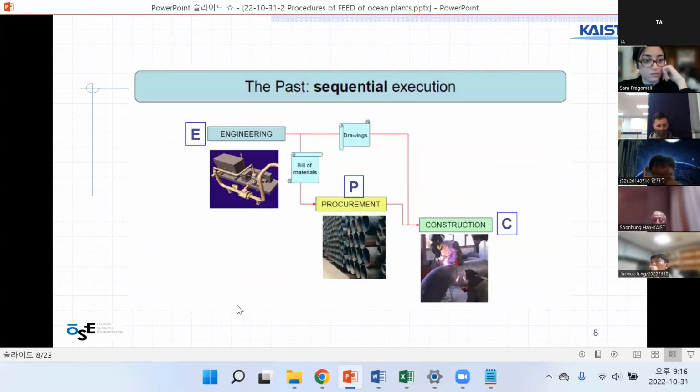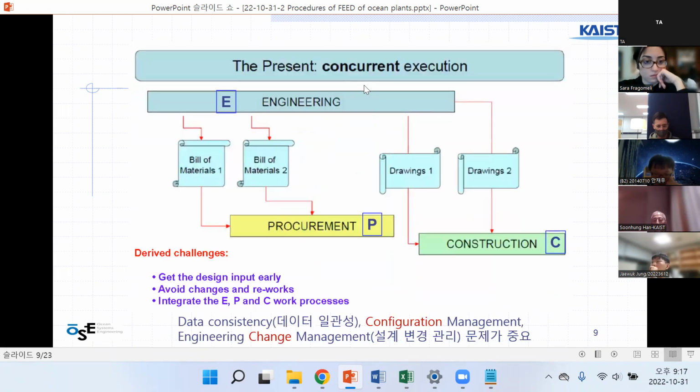Because of the limited time, we need to speed up. In the old days, EPC was separated out, one finished and then the next started and finished. But nowadays, with concurrent engineering, the engineering cycle, procurement cycle, and construction cycle are somehow overlapped in parallel with each other.